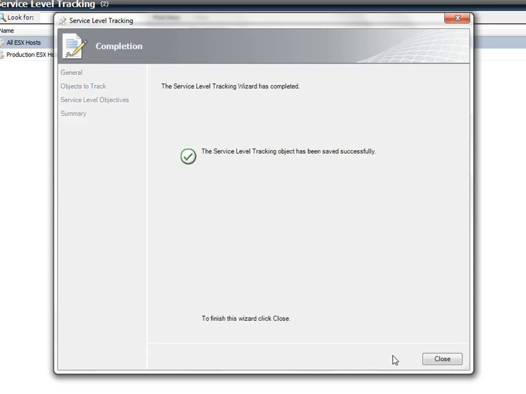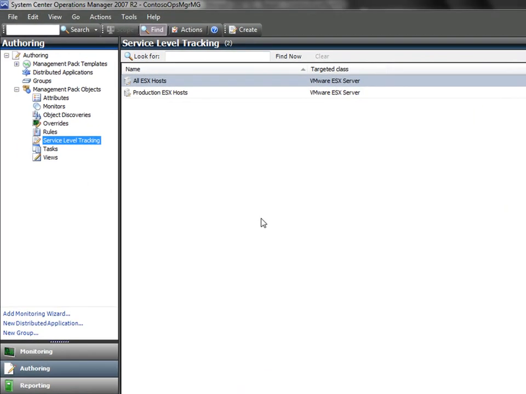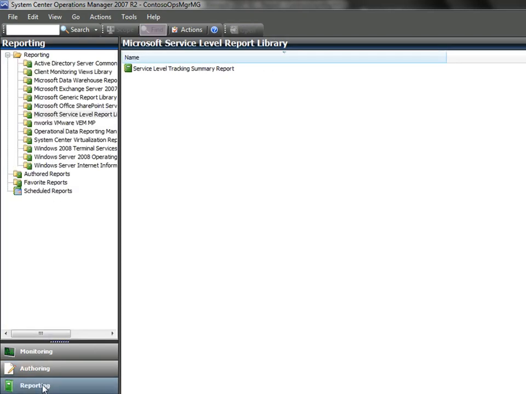This concludes the configuration of the third service level tracker. Let's go ahead and run the service level report against this new service level tracker.